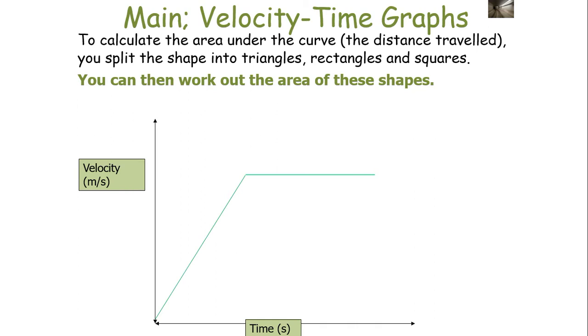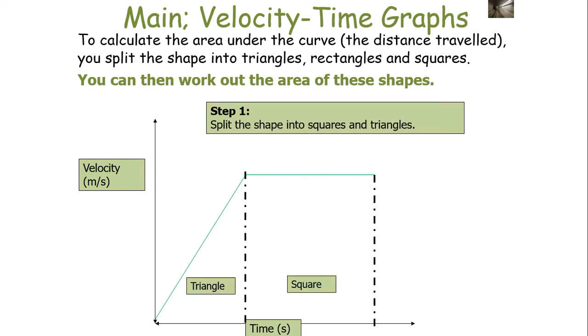So to calculate the area under the curve, to work out the distance travelled for an object, you split that shape under the curve into triangles, rectangles and squares, and you can then use this to work out the area of these shapes. So step 1, what do you do? Split them into shapes which you can work out the area of easily. So squares, triangles, rectangles are the most obvious ones.